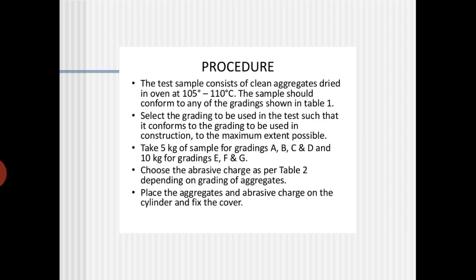The test sample consists of the clean aggregate dried in an oven at 105 to 110 degrees centigrade. Normally the wet aggregates may not be used. If you are using wet aggregates, the balls, which are normally made of cast iron, are going to rust, and your Los Angeles machine is going to collapse after some time.